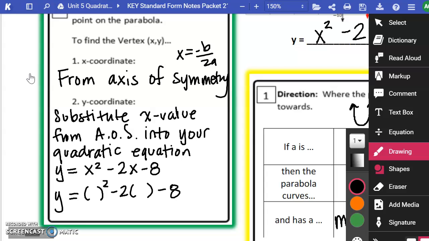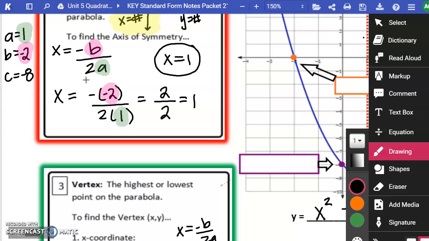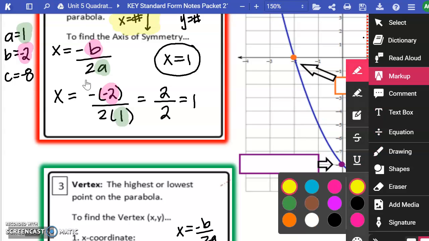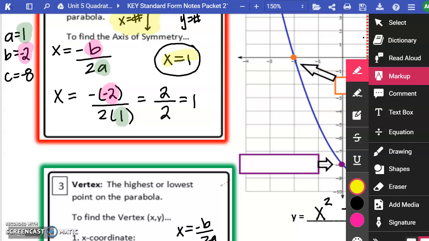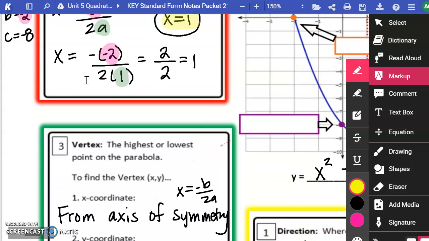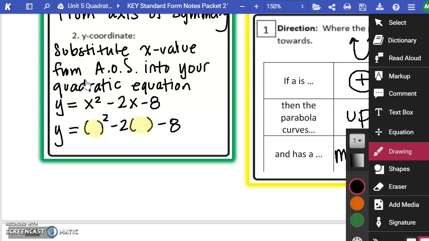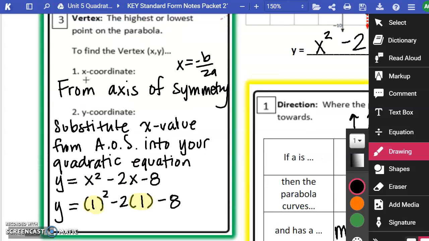minus 8. And can you tell me what should go in those blank spots? What should go in those blank spots is our answer from the axis of symmetry, which was x is equal to 1. So I'm going to choose a third color here. Let's see, I did pink, I did green. Let's do yellow. I'm going to highlight this x equals 1 in yellow, and I'm going to use that same color here and put a 1 there. And maybe we should put x equals 1 over here.